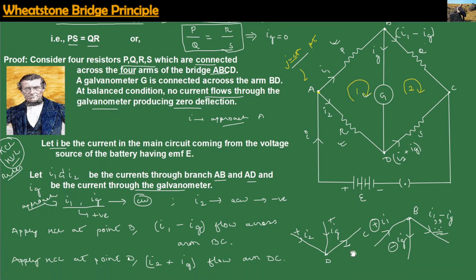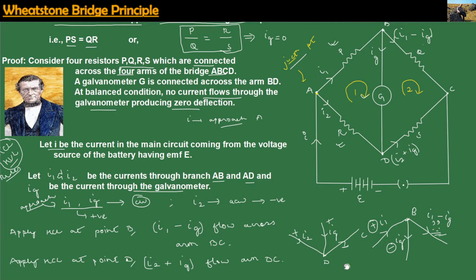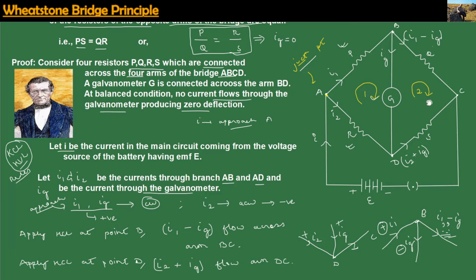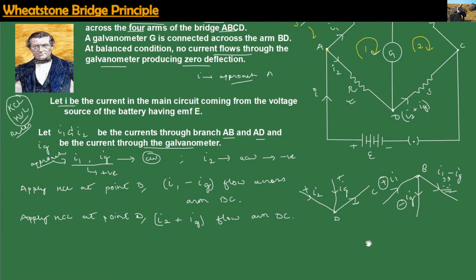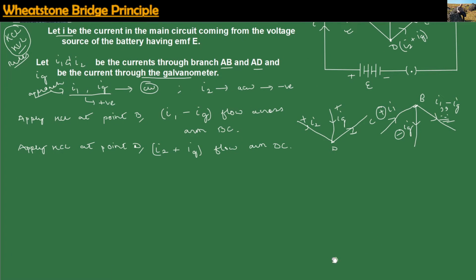Now from here, we will apply Kirchhoff's voltage law on this loop 1 and on this loop 2. When we apply Kirchhoff's voltage law on loop 1 and loop 2, we should be very careful with respect to the sign conventions. Now from here, let us redraw. This is our loop 1, and these are the networks.